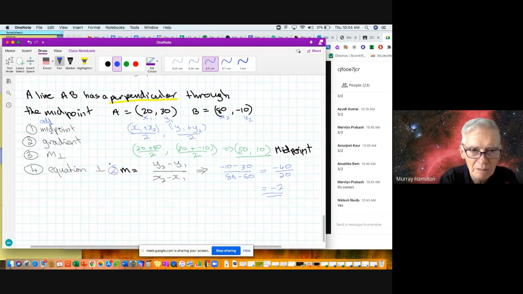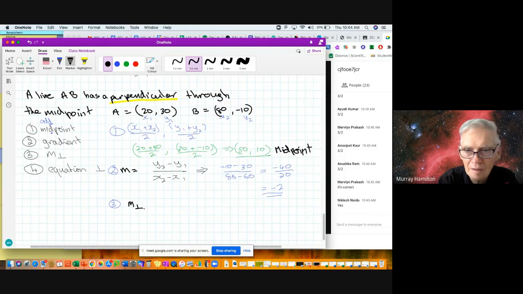So we've done part 1, where we found the midpoint. We've done part 2. Now for part 3, I want the gradient of the perpendicular. Who can give me the gradient of the perpendicular? What am I saying? Sorry, not the midpoint. What's the gradient of the perpendicular?